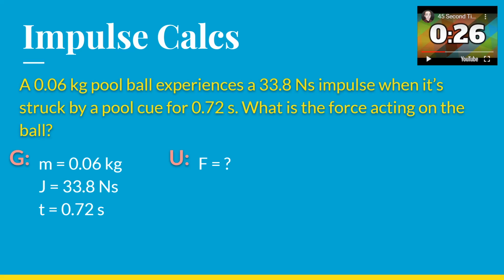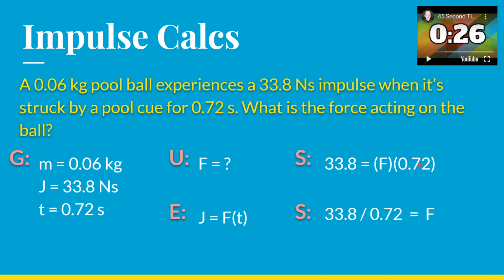We have two equations right now, but in order to find force, only one of those equations has force in it. It's this one, J equals F times t. So we're going to plug in: impulse equals force times time. Our impulse being 33.8 equals F times our time being 0.72. You're trying to solve for force, so you need to isolate this variable. These are being multiplied, so if you divide both sides by 0.72, 33.8 divided by 0.72 will give you your force, and that will give you a value of 46.9 newtons.